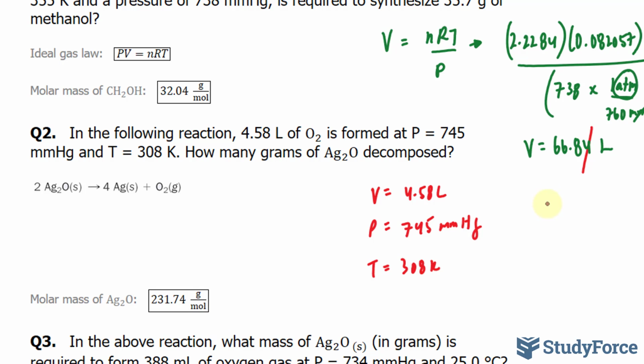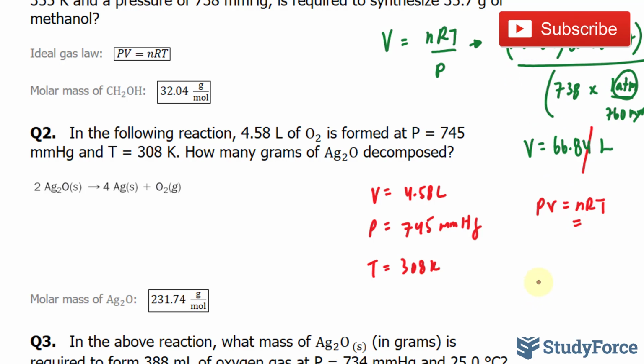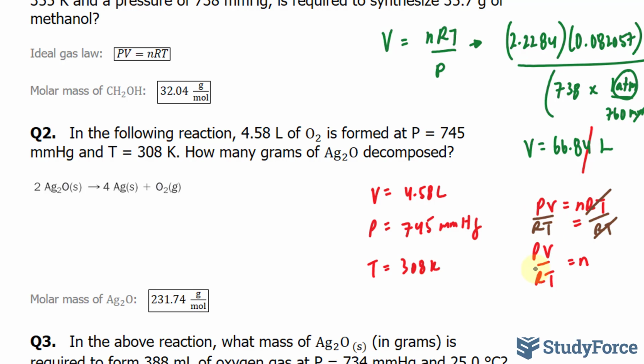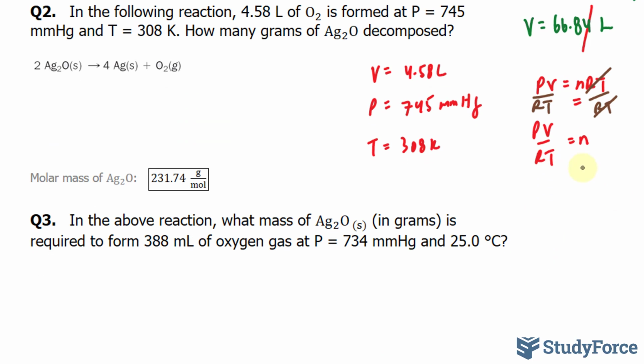Writing out the ideal gas law, we have PV is equal to nRT. I'm looking for the number of moles, so I have PV over RT is equal to n. We divide both sides by RT, which cancels out on the right side and remains on the left side. So I'll substitute the values that I have.